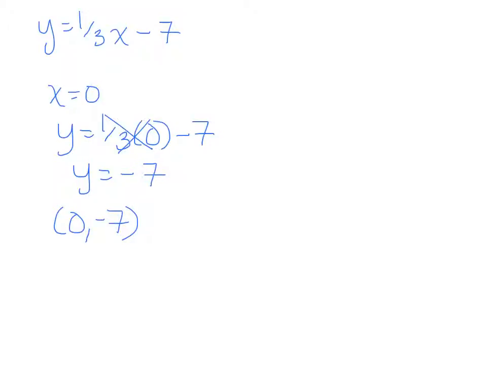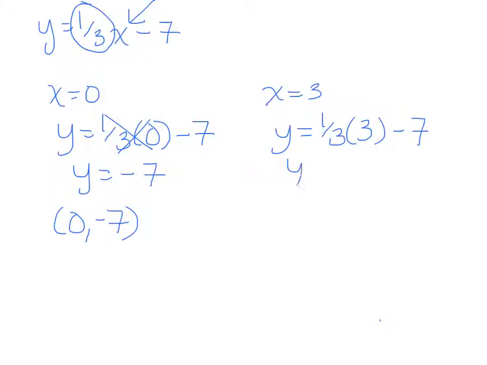Again, I see that this is a 1/3. If I pick a multiple of 3, then I'll get a whole number rather than a fraction. So let's do the same thing. Let's pick, say, 3 as we did in the first example. We have 1/3 times 3 is 1. This would be y equals -6. So we have a second point of (3, -6).